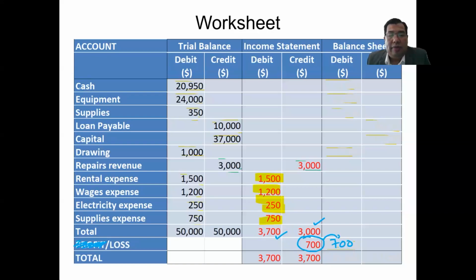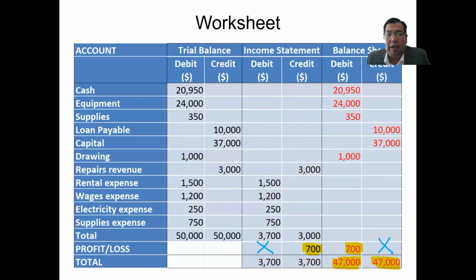For assets, liability, capital, and drawing, the remaining unticked accounts, you're going to transfer all these accounts to your balance sheet, either debit or credit. So this gives you the figures 20,950 and 24,350, and then when we total up, you will get the same total debit and total credit balance. So this is how it works.